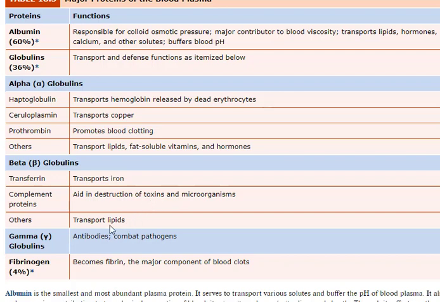All right, and again, transport lipids. So there you go. This transports lipids, this transports lipids, and this transports lipids. So it's really important to move that lipid around and not let it stick onto the walls of your arteries and your blood vessels. Now, gamma globulins are what we call antibodies.